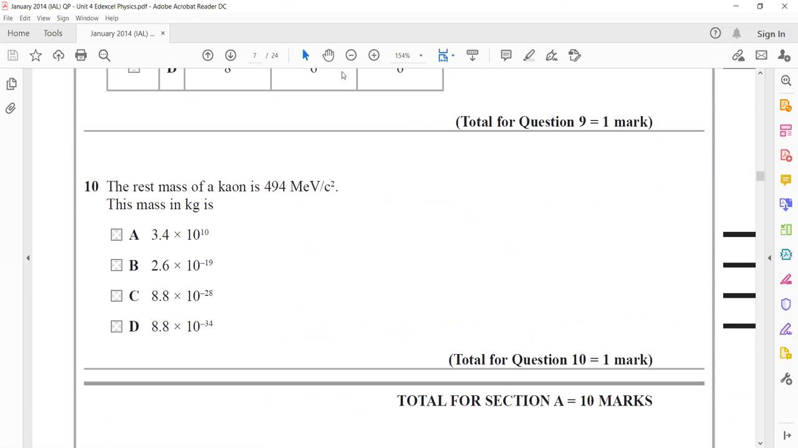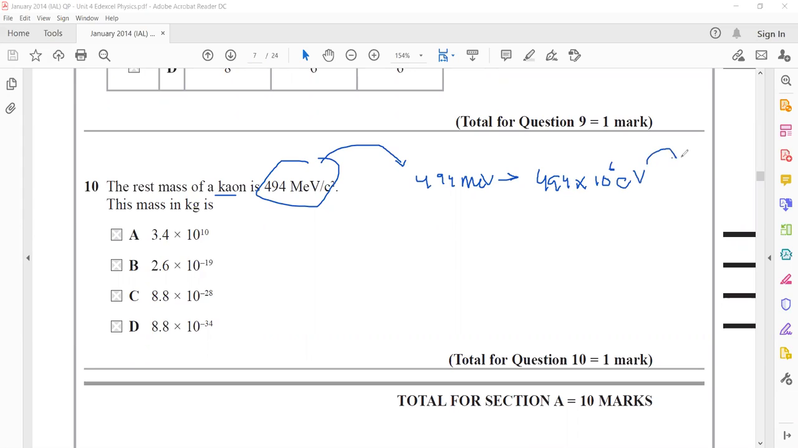January 2014, and you can see here the rest mass of a kaon is given, 494. So what you will do is its equivalent energy will be 494 mega electron volt. You will convert this mega electron volt first to electron volt. So 494 into 10 to the power 6 electron volt, and then convert this electron volt into joules and divide by c squared. You will get the mass in kilograms.